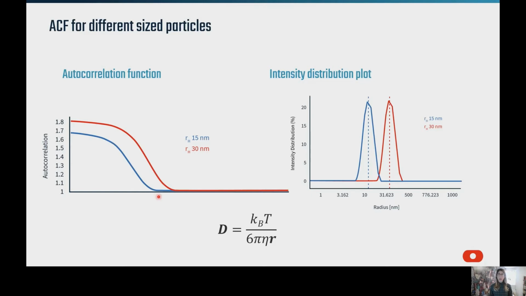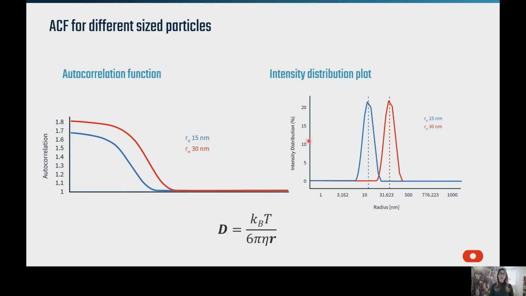So in order to acquire particle sizing information from the autocorrelation function, the raw signal is fit with a mathematical model that describes the rate of its decay to derive a diffusion coefficient, signified by this D variable. The diffusion coefficient, along with the temperature and the viscosity of the sample solution, is plugged into the Stokes-Einstein equation shown here, and we can then calculate the hydrodynamic radius R. Don't worry too much about this equation. It's really just here to highlight the relationship between the diffusion coefficient and the hydrodynamic radius.